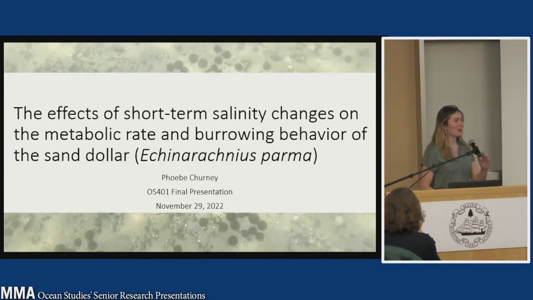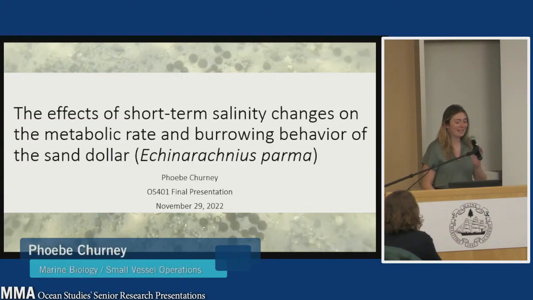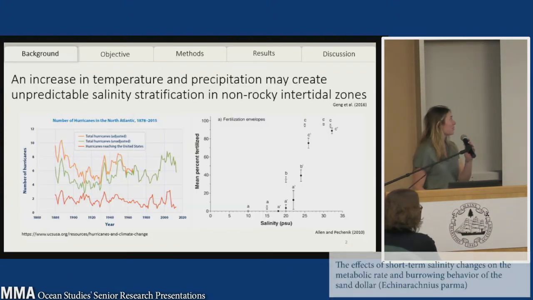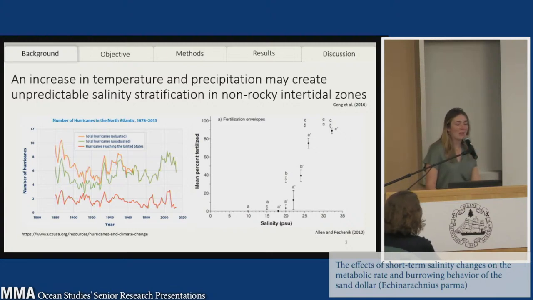Okay, so today I'm going to be talking about the effects of short-term salinity changes on the metabolic rate and burrowing behavior of the sand dollar Echinarachnius parma. So why is this important? Well, in the context of global warming and climate change, the Gulf of Maine is warming approximately 96% faster than the rest of the world's oceans, which places our own backyard and organisms at risk from both rising sea levels and increased extreme weather events.